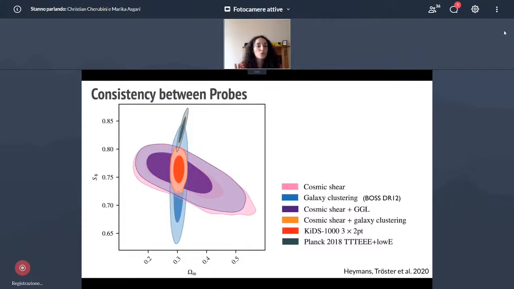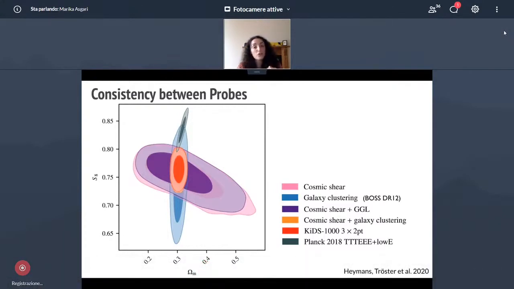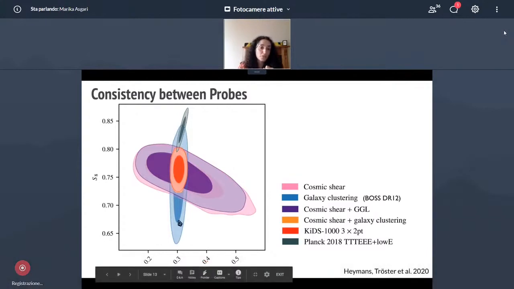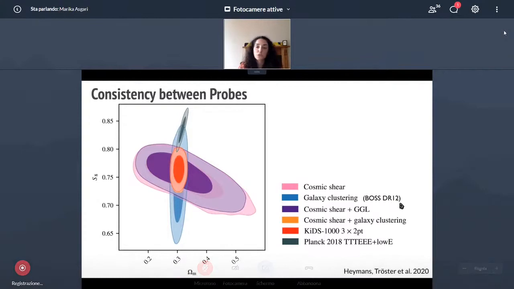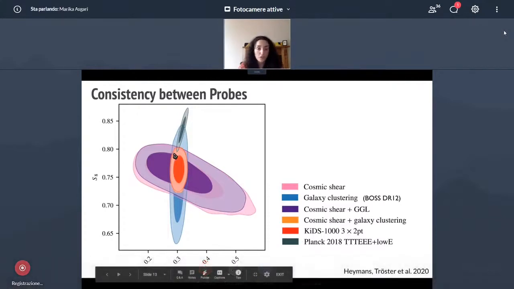So this plot is showing S8 again. In pink, you have cosmic shear. If you add galaxy-galaxy lensing to it, you get the purple one, which doesn't really add very much. And then we have the galaxy clustering contour that's pretty much perpendicular to our contours. This is from BOSS DR12, Sanchez et al., full shape analysis. And once you combine all of them together, you get the red contours here.